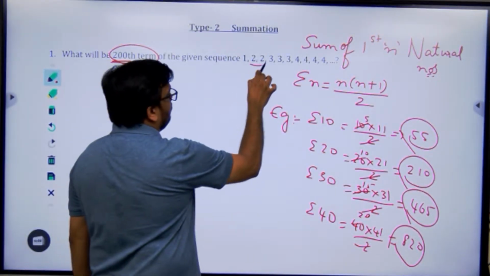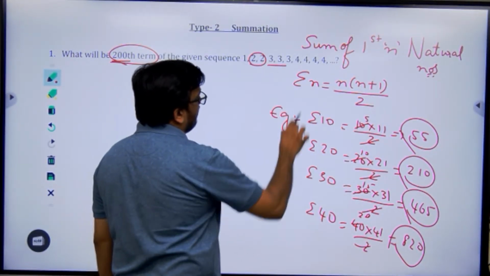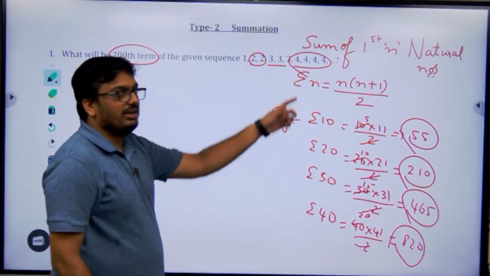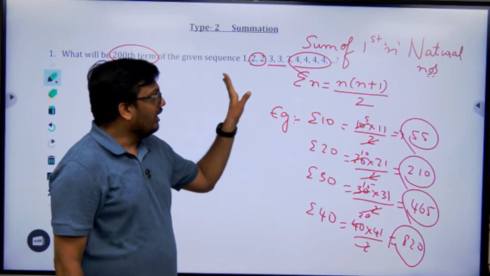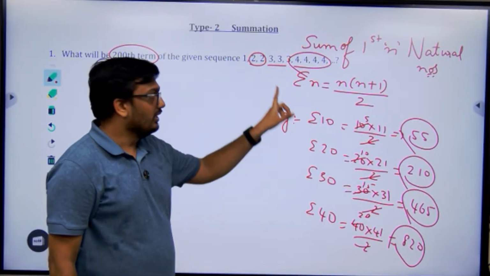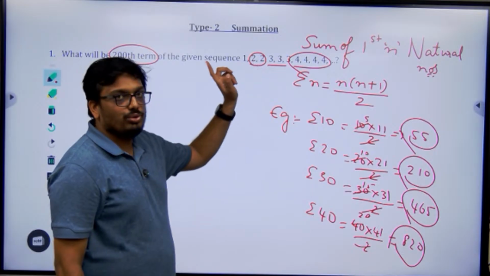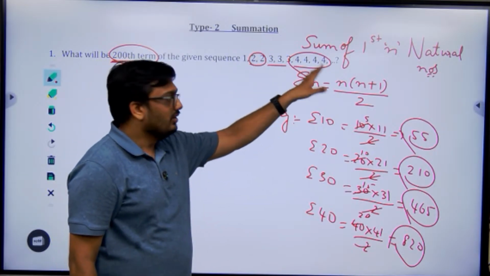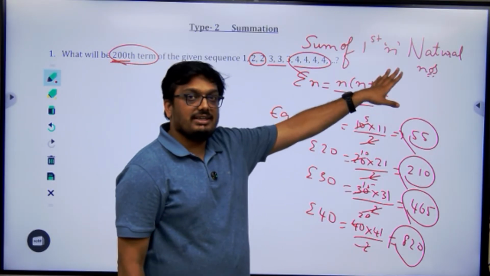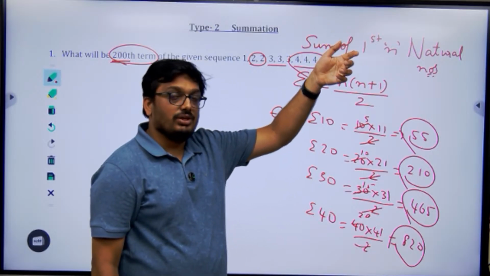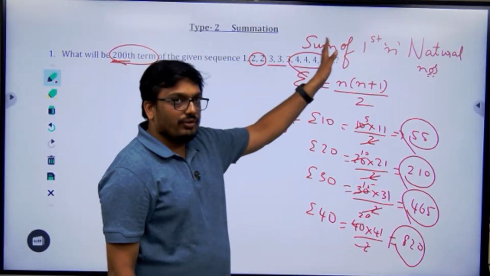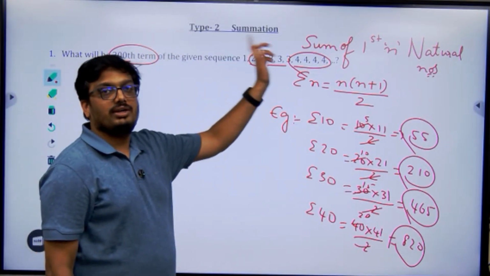1, 2, 2, 3, 3, 3, 4 has been repeated for 4 times. Always for these types of questions, please analyze the pattern. So 1 is repeated 1 time, 2 is repeated 2 times, 3 is 3 times, 4 is 4 times, 5 is 5 times, 6 is 6 times, 10 is 10 times, 11 is 11 times, 20 is 20 times. Like that, if you write, you should write 200 terms.